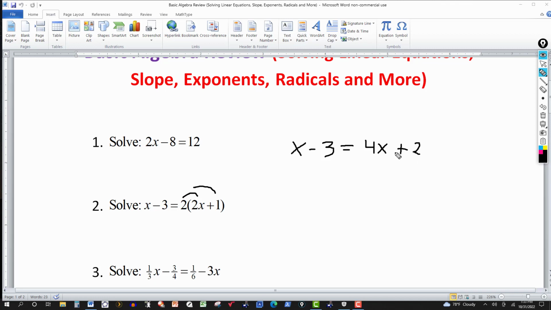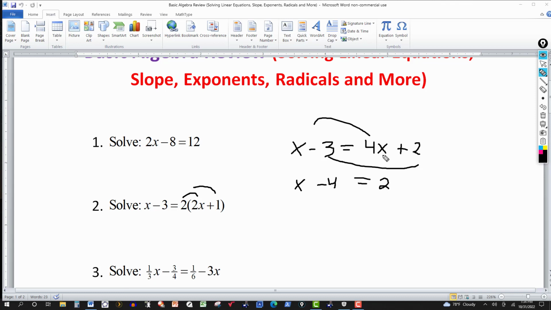I can't add the 4x and the 2. They're different, they're not like terms. So what I do is I always want to isolate the variable. So I want the x's on one side. I want the x's together. So let's bring this 4x over to this side. That makes it a minus 4x. And let's take this minus 3 over to this side. The 2 stays there.